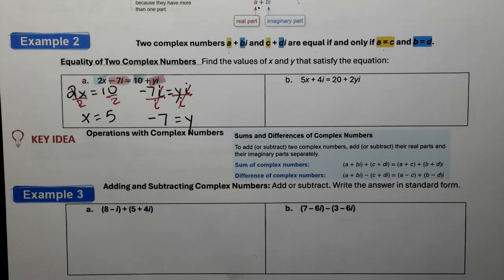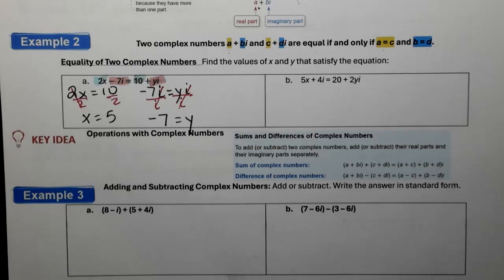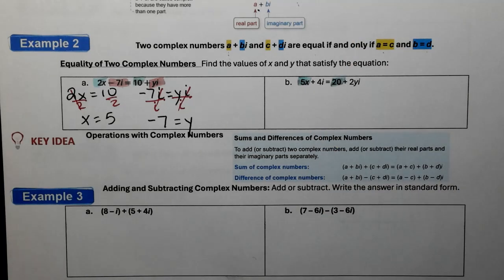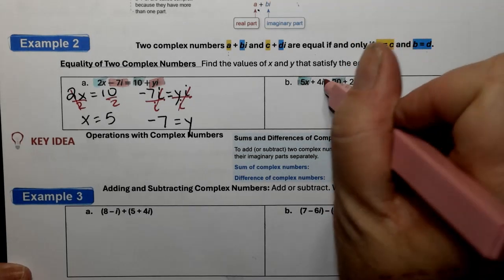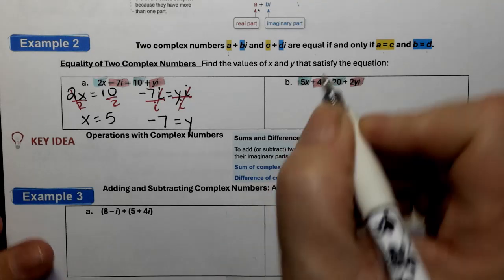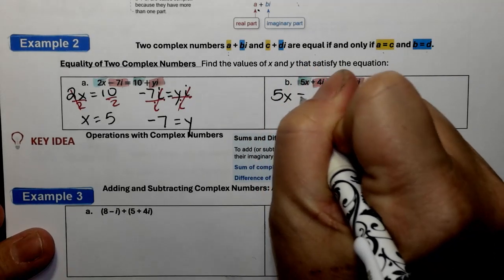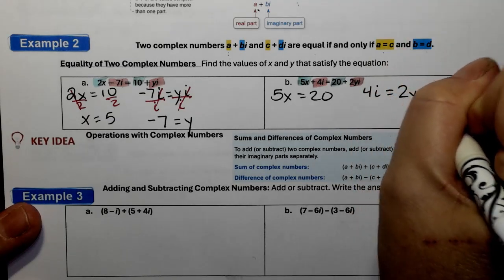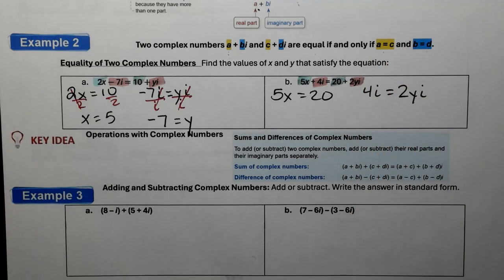So if you would like to try that with B, go ahead, give that a try. Pause the screen and see what you come up with. All right, so again, we are setting our real parts equal to each other. So 5x equal to 20. And then our imaginary parts, 4i and 2yi. And then we're just solving for those variables.